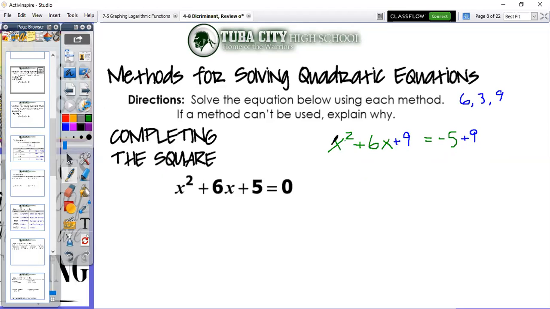And the reason we do that is so we can make a perfect square trinomial. So when we factor it out, we should get a pair of double bubbles that have the same thing. So using the factoring, I need two numbers that can multiply to 9, but will add to 6.